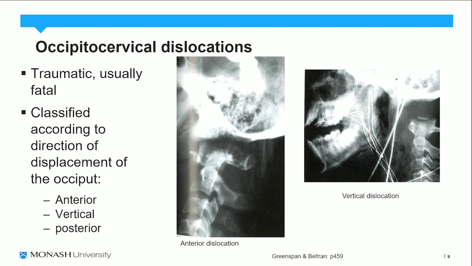Occipitocervical dislocations due to trauma is usually fatal. However, with quick response and management of patients, we do find that some of these patients do survive. The dislocation is classified according to the direction of the displacement of the occiput. If it's anterior displaced, this we can see on the first image on the left. It can be vertical displaced, as you can see on the image on the right, or it can also be posteriorly displaced.